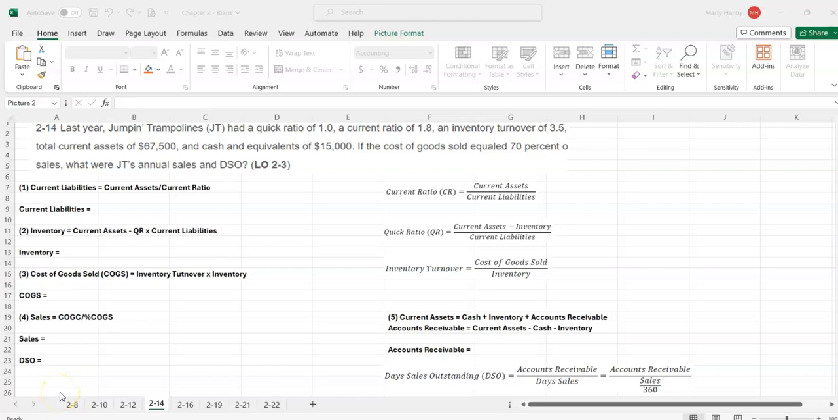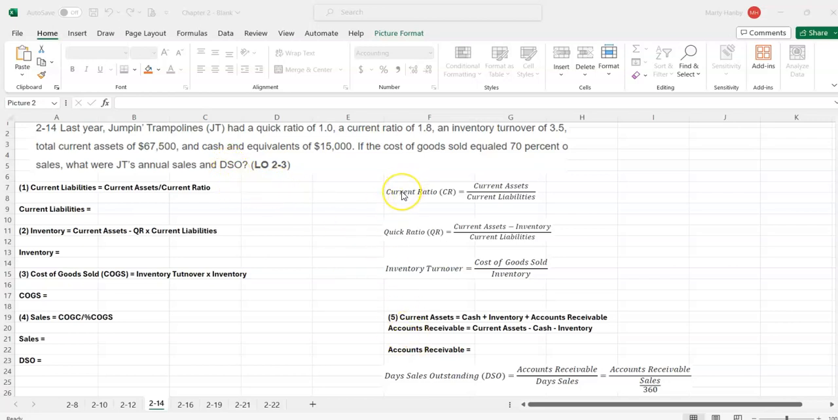Okay, this is problem 14 from chapter 2 of CFIN7, working in Excel. Last year, Jumping Trampolines had a quick ratio of 1.0, current ratio of 1.8, inventory turnover of 3.5, total current assets of 67.5, and cash and equivalents of 15,000. If the cost of goods sold equals 70% of sales, what were JT's annual sales and DSO, which stands for Days Sales Outstanding?